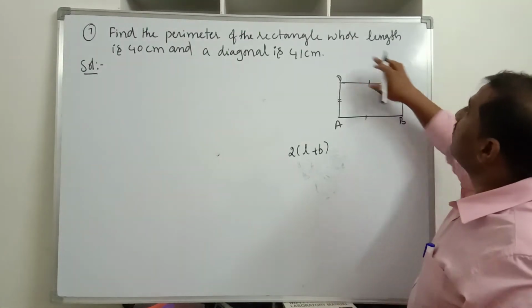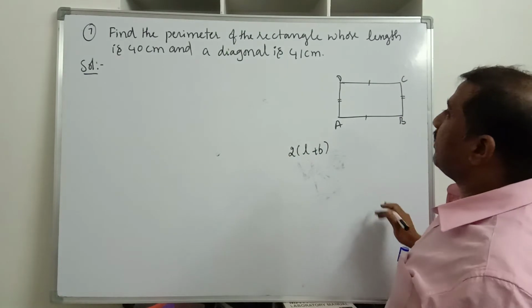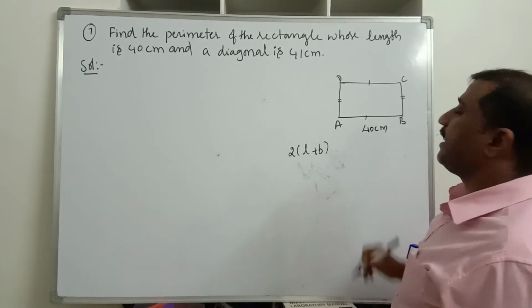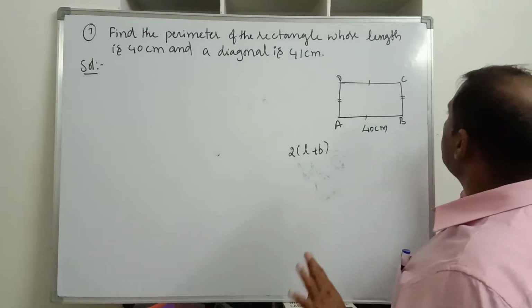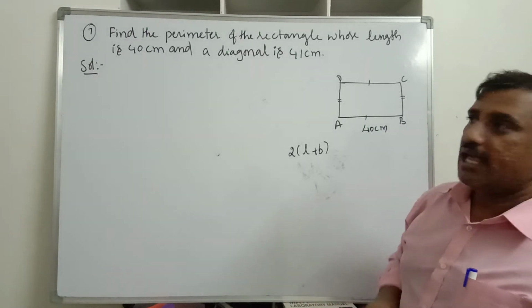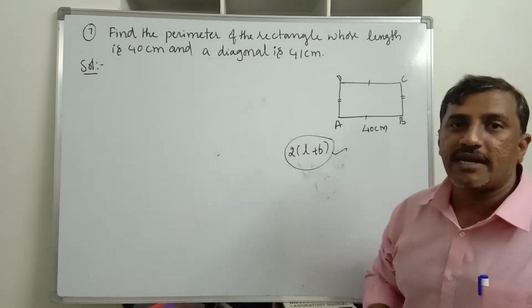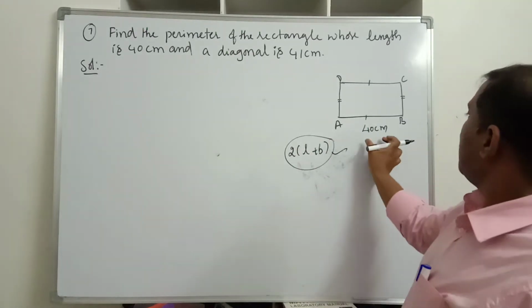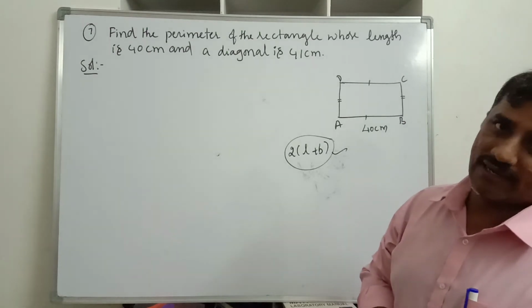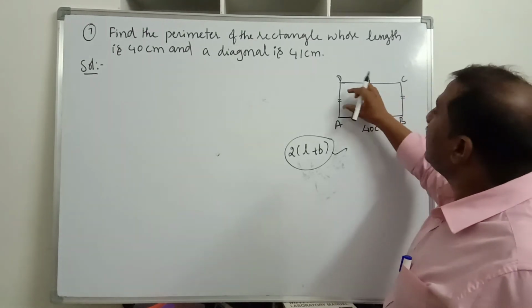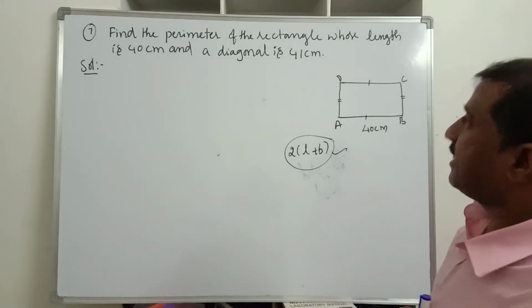But what is given? The length is given, 40 centimeters. Let the length be AB, that is 40 centimeters, and we don't know the breadth. If we knew the breadth, we would directly apply this formula and find the perimeter. Only the length is given and the breadth is not given. Here, which is the breadth of this rectangle? It is BC, or AD, is the breadth of the rectangle.